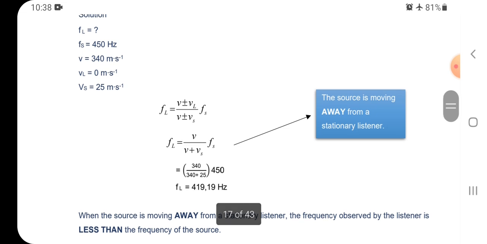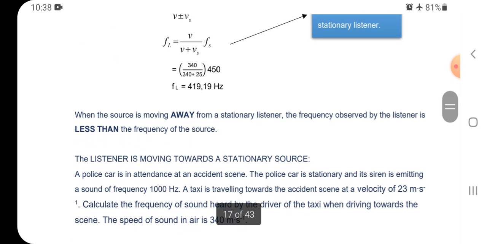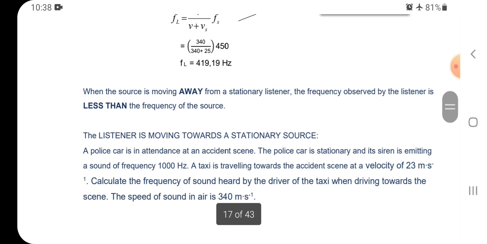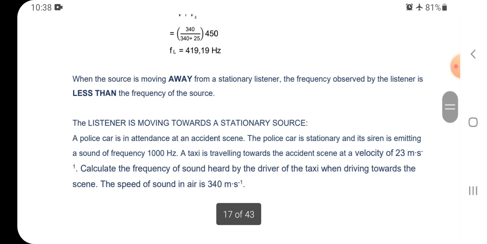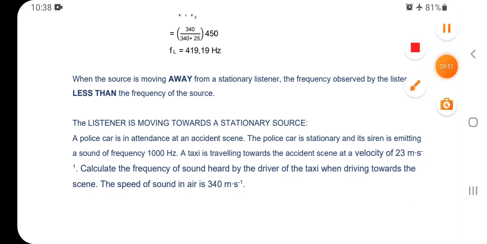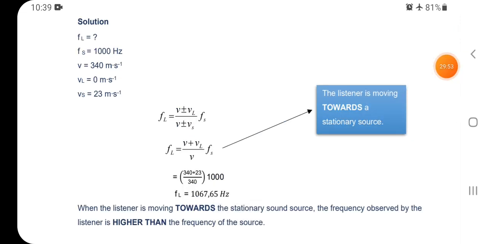It's easy. So the V will be the 340, and then the 340 is the V, plus the 25, multiplied by 450. So that is the frequency of the listener. You see, it's very, very easy. You can try this one, pause the video, and I will show you the answer. Here is the solution to that question that I said you can pause the video and do, just for practice sake.